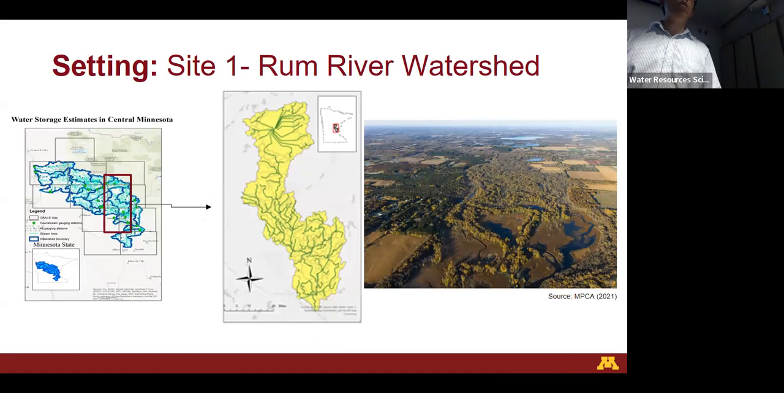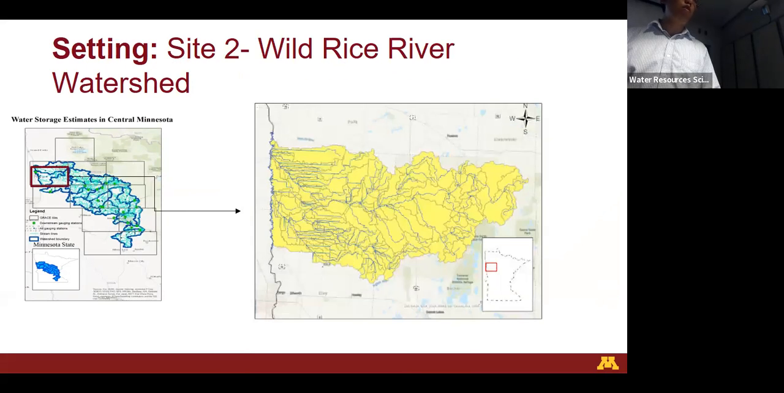And the site I'm going to choose will include Rum River Watershed located in central Minnesota. I chose this site because of the past project from Dr. Niebuhr, which already has abundant data. And the other site, if I have time to compare, will be the Wild Rice River, which has pretty different characteristics from the Rum River watershed.